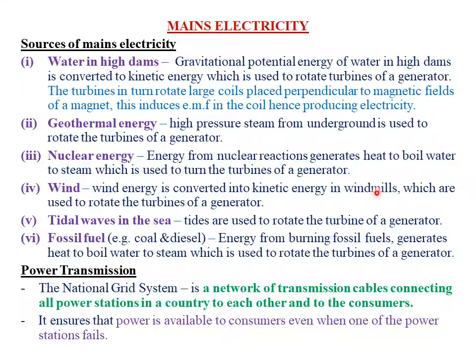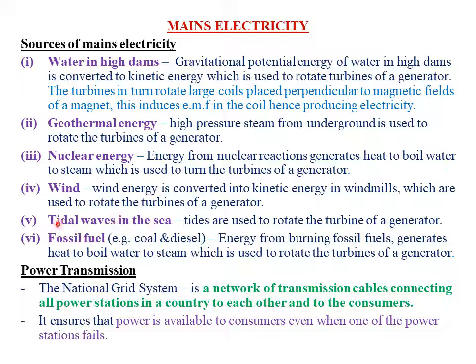So because the windmills are moving, that is energy in motion, which is kinetic energy. So the wind energy is converted into kinetic energy in the windmills, which are used to rotate the turbines of the generator, because the windmills are connected in such a way that they get in contact with the turbines of the generator. Then we know that the turbines in turn rotate the large coils placed perpendicular to the magnetic fields of the magnet. Of course, this induces EMF in the coil, hence producing electricity.